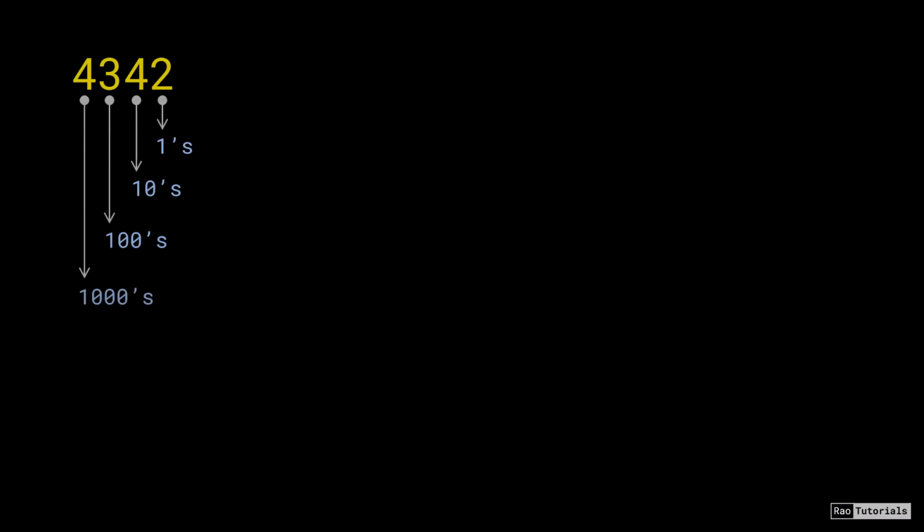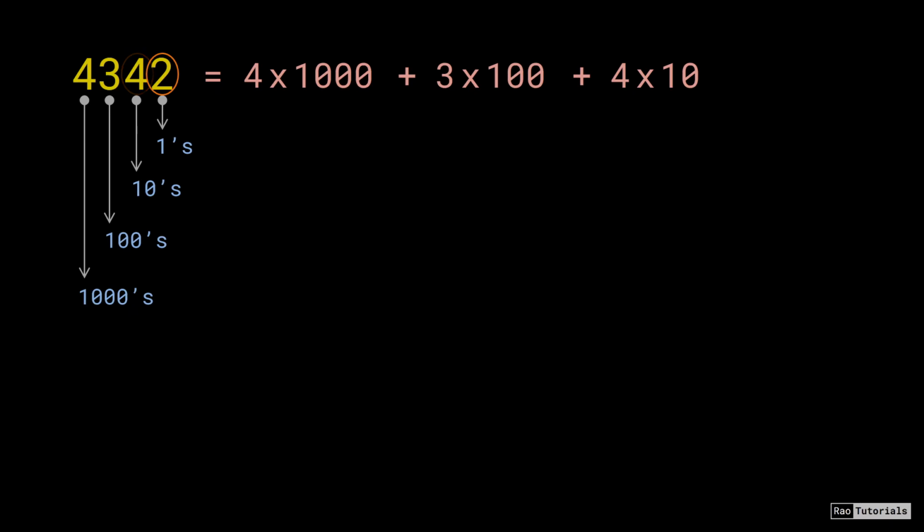Suppose we have this number, 4342. It has 4 digits and their place values are ones, tens, hundreds and thousands. Had the number been of more digits, the place values would have increased by powers of 10. Digits of a number add value according to where they are placed. For example, this digit 4 adds a value of 40 to the number, whereas this digit 4 adds a value of 4000. So we have this number as 4 thousands, 3 hundreds, 4 tens and 2 ones.